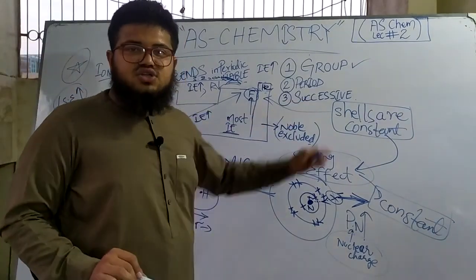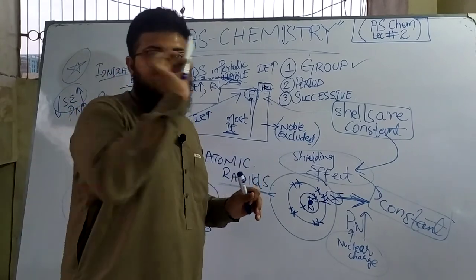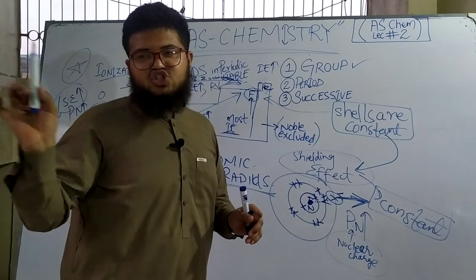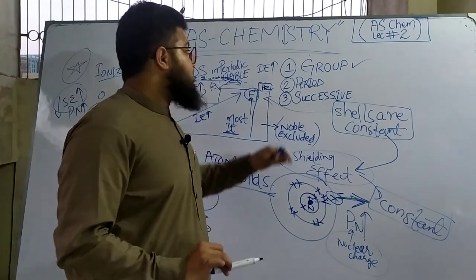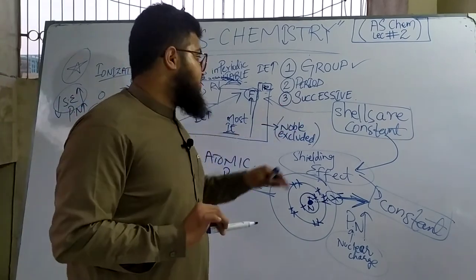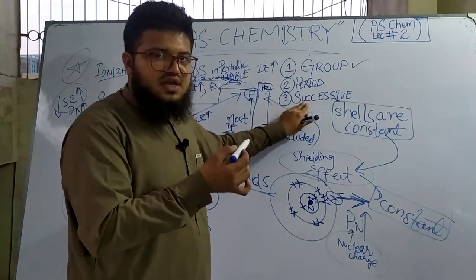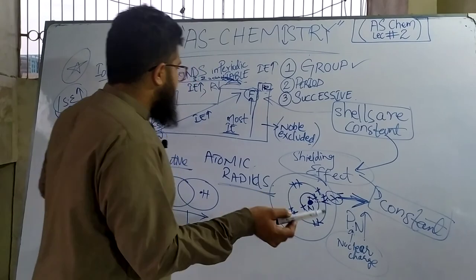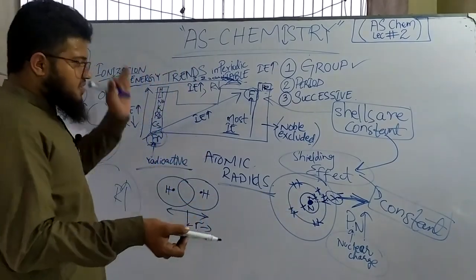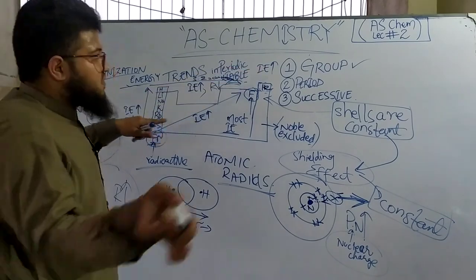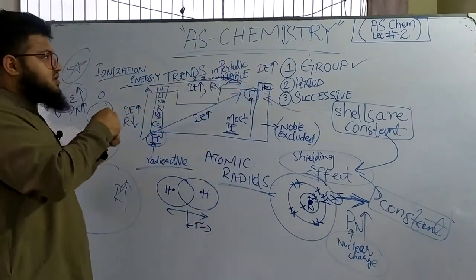Successive ionization energy means first ionization energy, second ionization energy, third ionization energy, fourth ionization energy, and so on for the same element. So we have to discuss the trends in those as well, not in a lot of detail, but slightly. That's it for this lecture. We'll continue with the group trends, the explanation for why ionization energy changes in groups, in the next lecture.